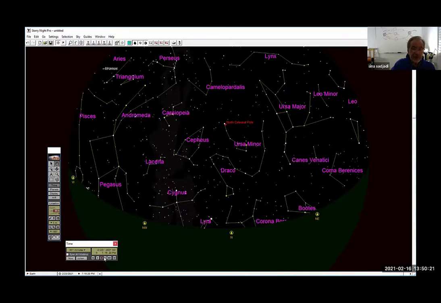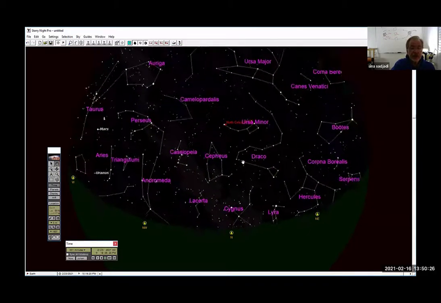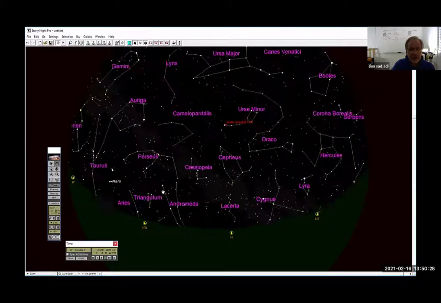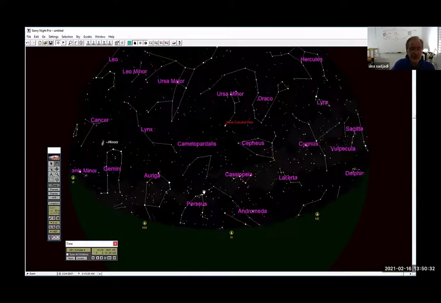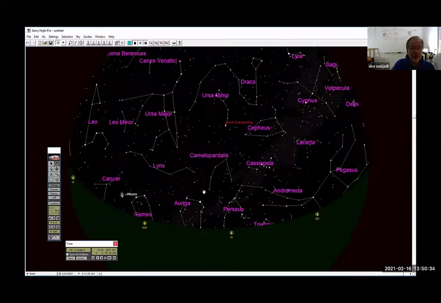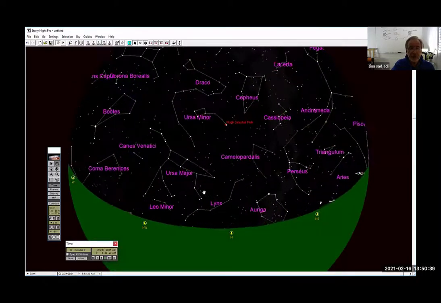Now, the sky's rotating. As the sky rotates, you can see the constellations, which are 88 constellations altogether. They were thought up by the ancients. 48 of them are ancient, and then 40 of them are new constellations made in the 15th and 16th century.